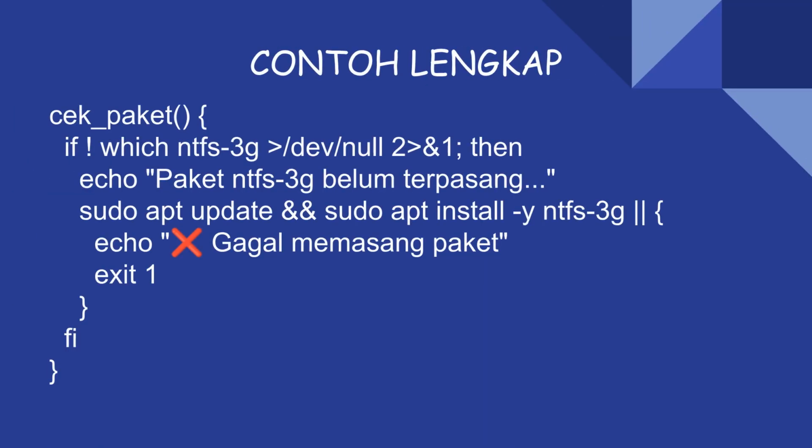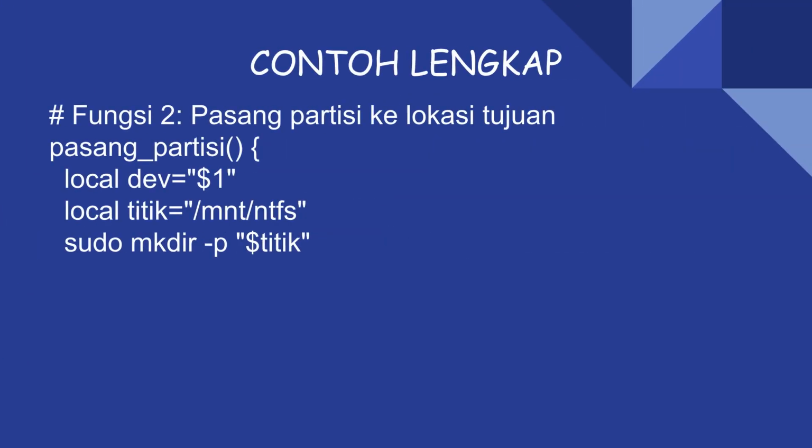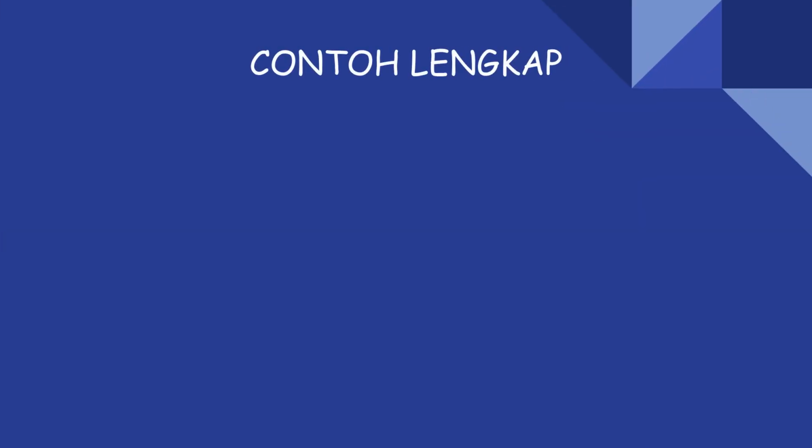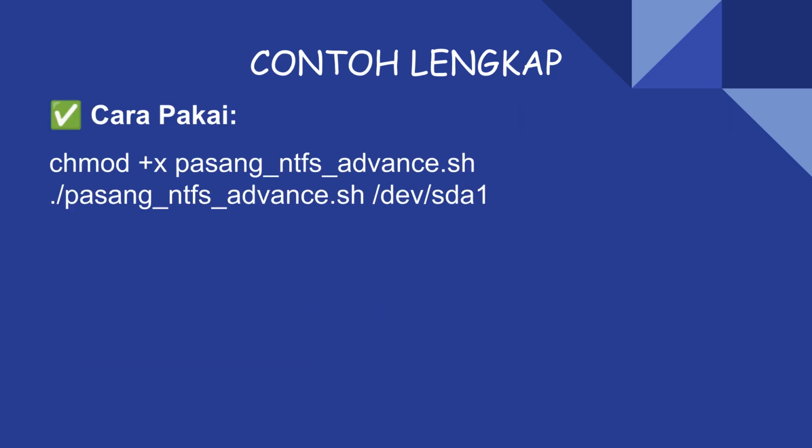Now let's review a more complete example. Here we create a script that automates mounting an NTFS partition, incorporating the function and error handling concepts we just covered. In this section of the script, we define a function to ensure the necessary package is installed, using a command to check for it and another to handle the installation if needed. Next, we add a function to handle the mounting process itself, which includes creating the mount point directory and attempting the mount command with proper error reporting. The final part of the script calls these functions in order to perform the check and then mount the specified partition. Always remember to make the file executable with chmod.